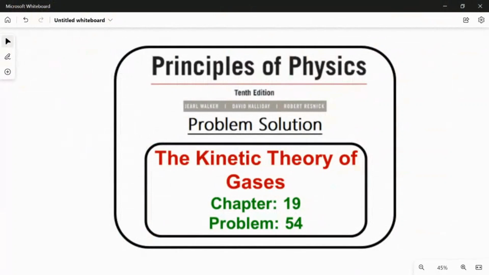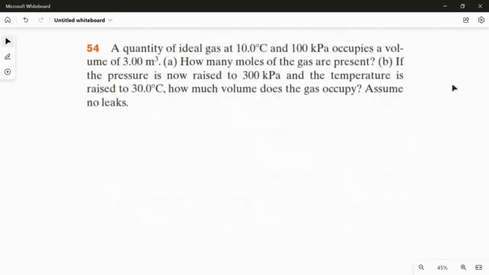In this video, I'm going to solve problem 54 from chapter 19. A quantity of ideal gas at 10 degrees Celsius and 100 kilopascal occupies a volume of 3 meter cube. First question, how many moles of the gas are present?